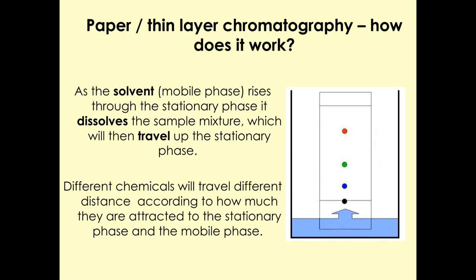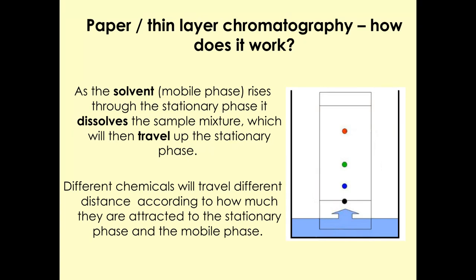You've probably done this in year 7, where you get a beaker and some water and some filter paper and you put some coloured ink on it. As the water travels up the filter paper, it separates out into the different colours. The diagram on the right shows one that's been separated.